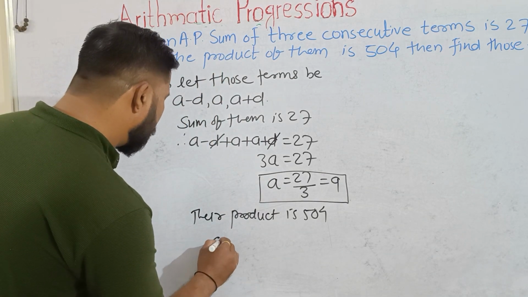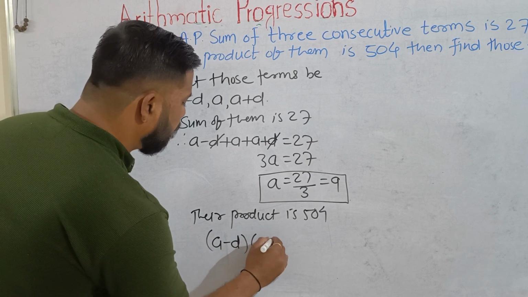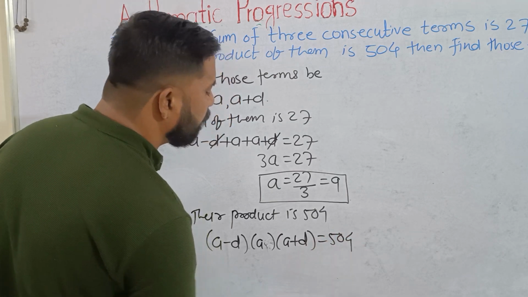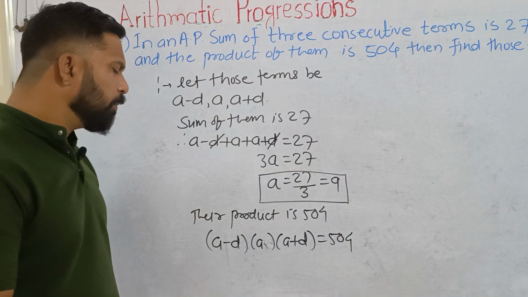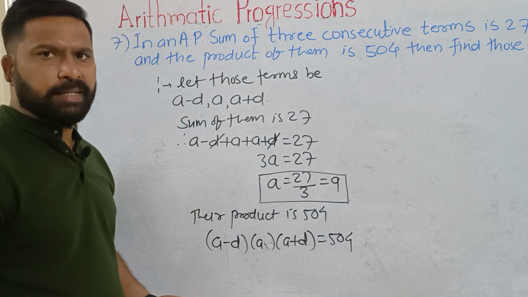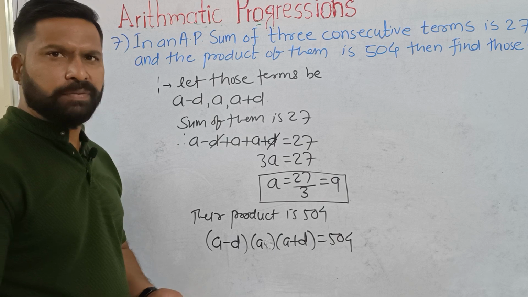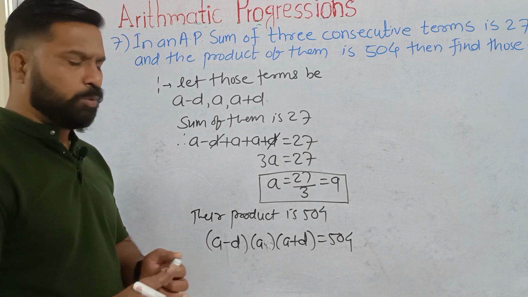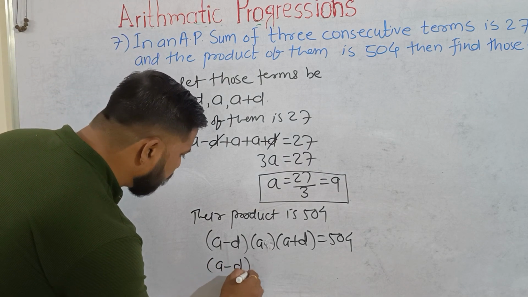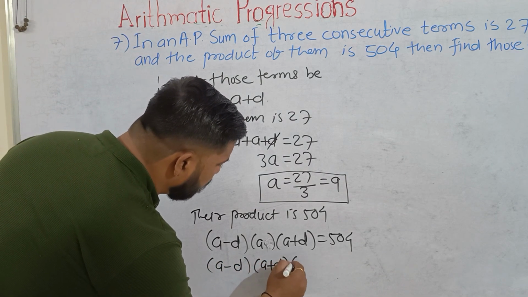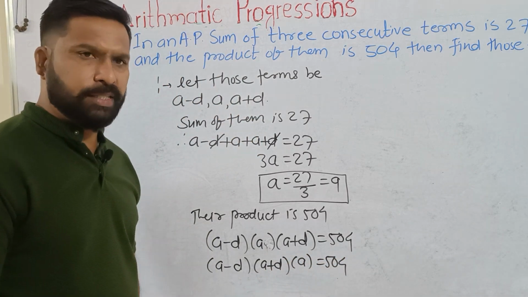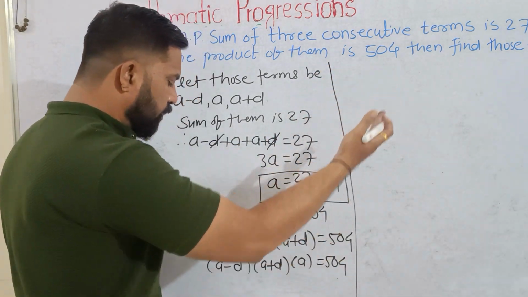So, a minus d, a plus d, a is equal to 504. Will it be okay if I write a minus d and a plus d together and a beside? Yes, I can write because it is commutative. Even if I change the position or arrangement, the product will remain the same. No issue, it is easy. Now I am continuing the same thing.